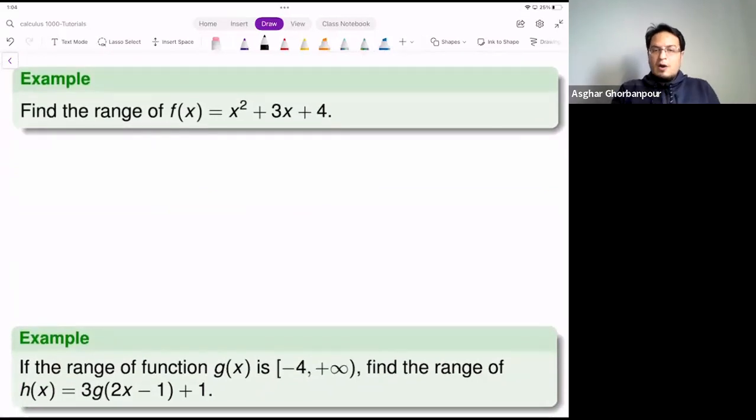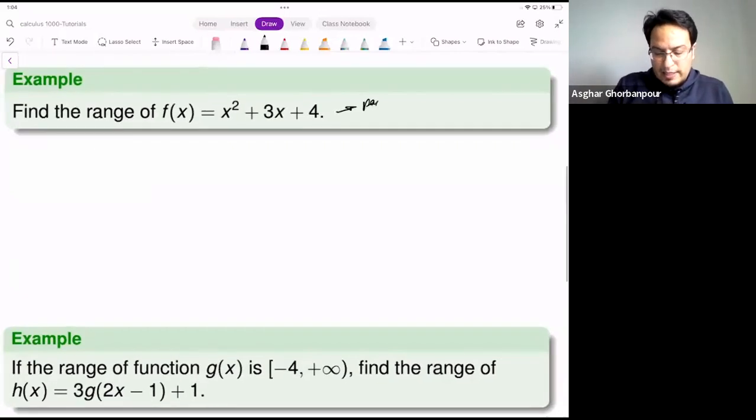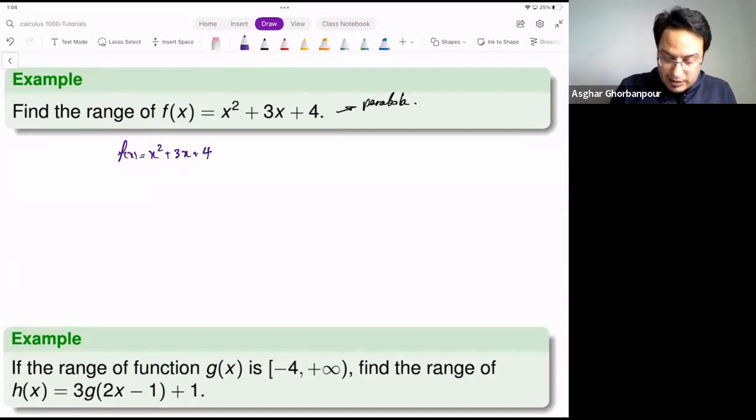So in this case, I want to sketch the graph. Remember, the graph of this is a parabola. We reviewed a few things about the parabola last session. In one of the examples, I said that you can sketch the parabola by completing the square of the quadratic. So this is a quadratic polynomial, meaning that it is a polynomial of degree 2. You can complete a square.